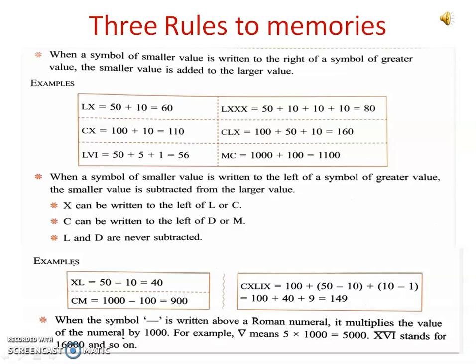Similarly, see this example, LVI. Here L stands for 50, V stands for 5, and I stands for 1. Here all the smaller values are written to the right side of the greater values: I to the right of V and V to the right of L. So 50 plus 5 plus 1 is equal to 56. You can observe these three examples also.